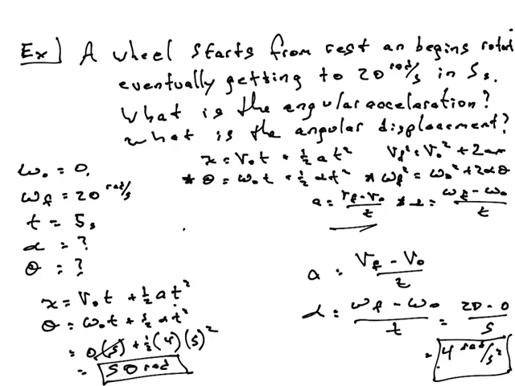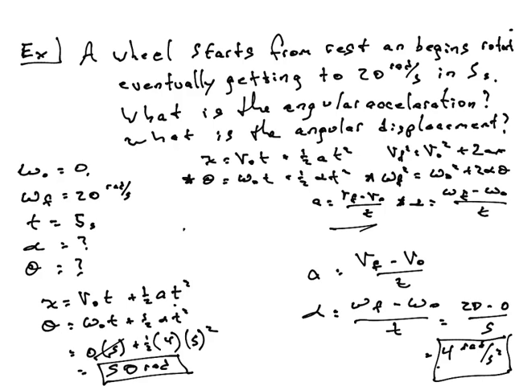So, it's up to you which way you like doing this. Either just go ahead and start with the angular equations and try to plug the numbers in. If you can do that, fine. That's perfect. If you're not used to it yet, if you're uncomfortable with the rotational stuff, then start with the linear stuff. Reread the question as if it's a linear question. So for this one, the question says a wheel starts from rest and begins to rotate, eventually getting to 20 radians per second in 5 seconds.